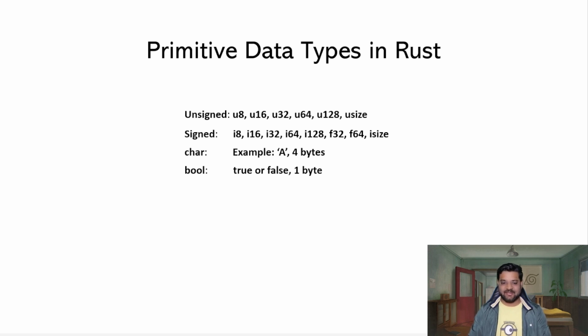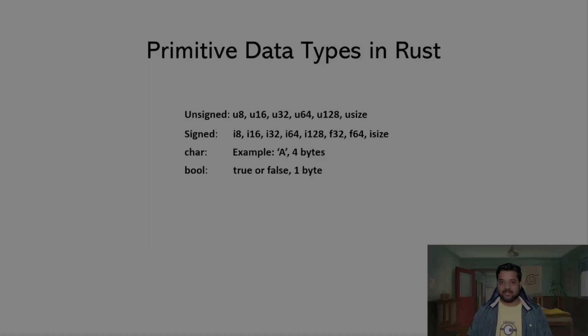We have unsigned, signed, char which is for character, bool which is for boolean. In unsigned we see U8, U16, U32, U64, U128 and usize. In signed, we see I8, I16, I32, I64, I128, and I also put here F32 and F64, which are basically floating point types or decimal types. And we also have isize, but we are not clear what exactly this 8 or 16 or 32 means. For that, we'll have to dive into some computer basics.